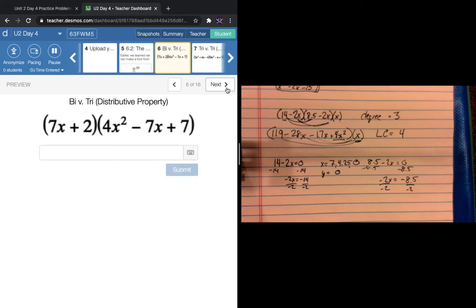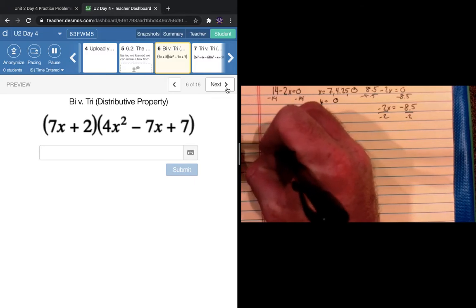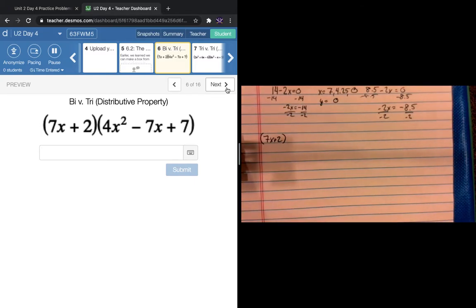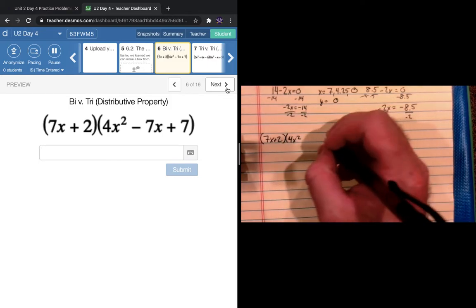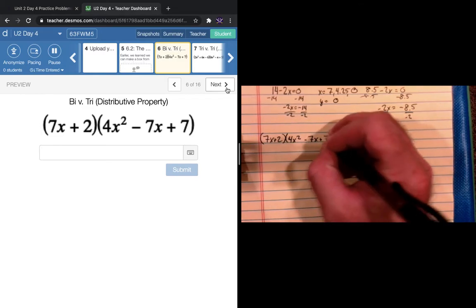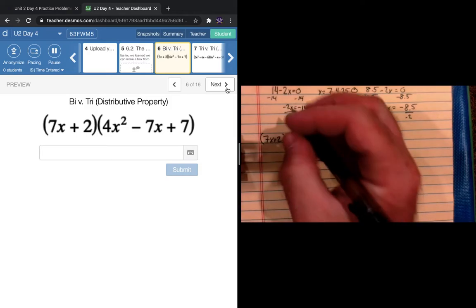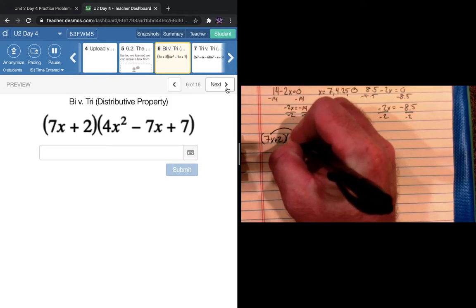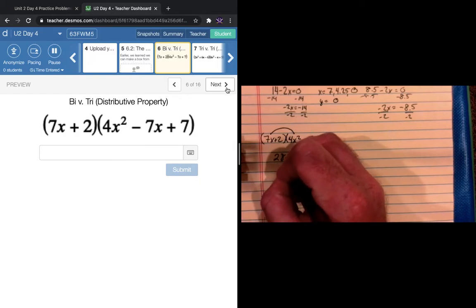Okay, let's do some major distributive property. So we have 7x plus 2, and then we have 4x squared minus 7x plus 7. We're going to use the distributive property in this example. It is basically the same as FOIL because you're taking this first term, 7x times 4x squared. That is going to give me 28x cubed.